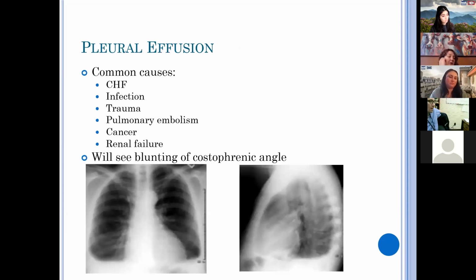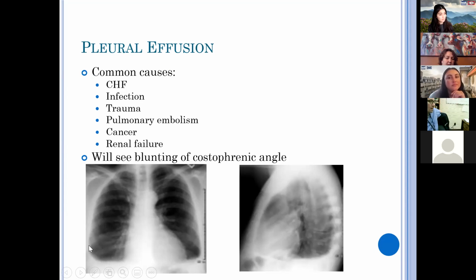Pleural effusion, or fluid in between the lung and the lung lining. Common causes of this are congestive heart failure. You can also see it with infection or after a trauma, pulmonary embolism, cancer, or with renal failure. And what you'll see is blunting of your costophrenic angle.